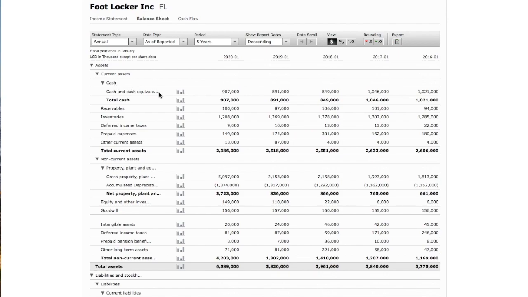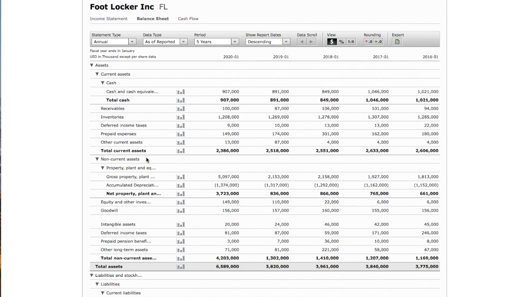Therefore, it is no surprise that the item listed first on Foot Locker's balance sheet is cash and cash equivalents. Foot Locker doesn't have any short-term investments, but if they did, it would go right under cash and cash equivalents and increase the bolded section called total cash. This is only a part of this section called current or short-term assets, which represent all of the assets a company can liquidate to cash within a year.